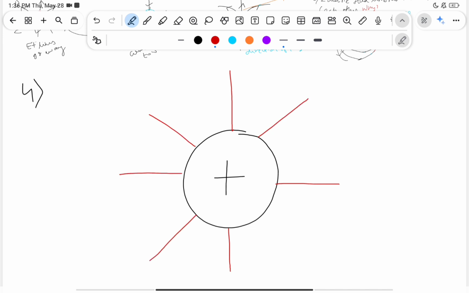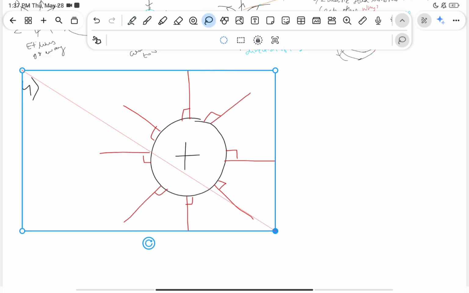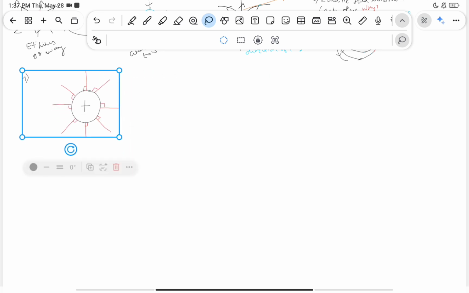What is normal? They are perpendicular to this surface. They are perpendicular to this, means 90 degrees. Okay, that is the point. So this was the fourth point.